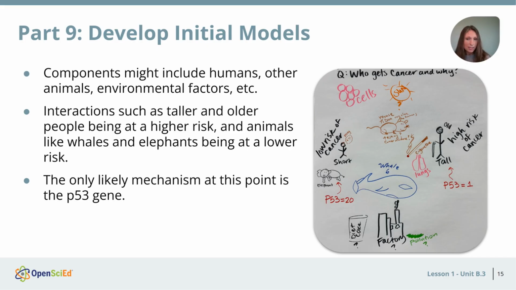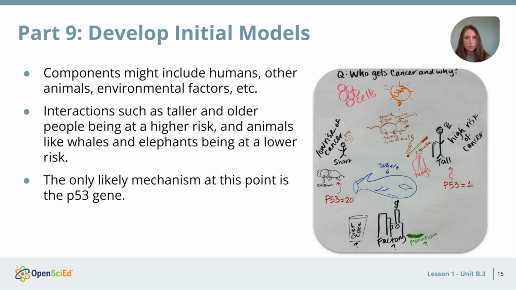If they struggle to identify interactions, then it helps to identify cancer as a component. Then they can describe the interactions between each of their components and cancer. For example, taller and older people are at a higher risk of cancer. Environmental factors can increase the chance of cancer, and whales don't have high rates of cancer.